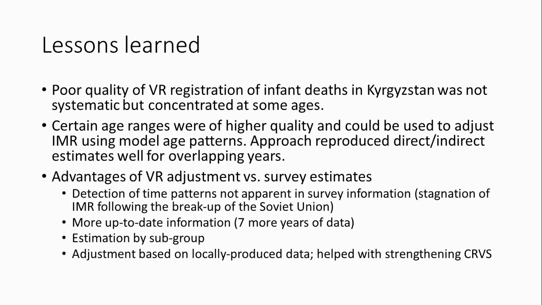And the advantage of trying to correct the VR data is that, first, we could detect a time pattern that was not as expected. We had more up-to-date information as a result of this adjustment. We could do some estimation by subgroup. With the DHS data, you just cannot make such estimates; there are just a few cases remaining in each subgroup. But I think an important point here is that this adjustment was based on locally produced data. We did this adjustment together with the National Statistical Office.